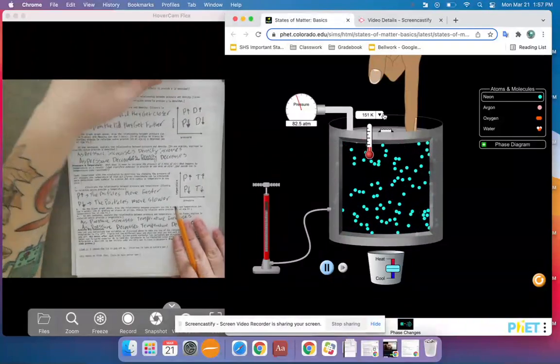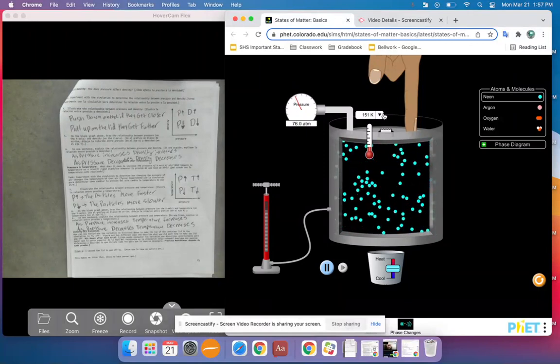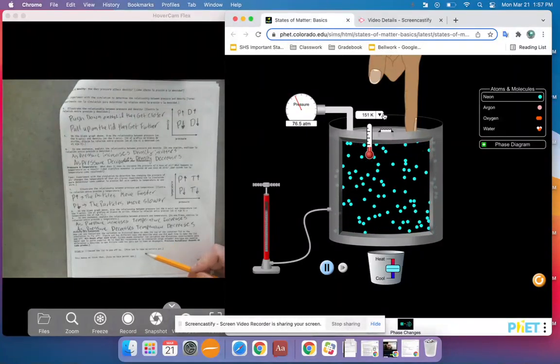Okay, so make sure you have this down in your packet, and if you want to earn a little extra credit, mess around with that simulator and try to get the lid to explode off the top of the container.